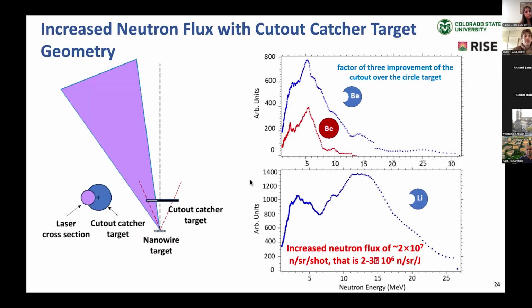To increase the neutron flux, we cut out part of the catcher target so the laser could irradiate through it at a 30-degree angle and measured significantly more neutron flux of 2 times 10 to the 7 neutrons per steradian per shot, which is 2 to 3 times 10 to the 6 neutrons per steradian per joule. And this is for lithium.